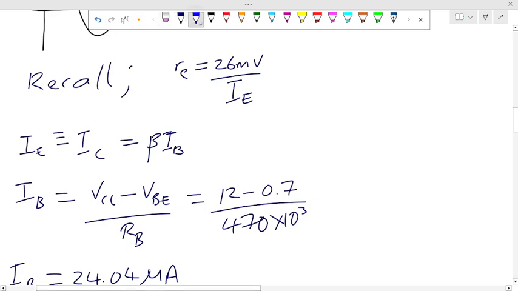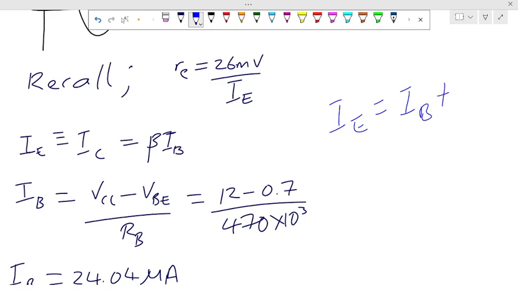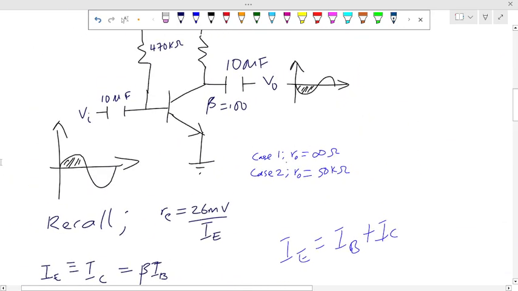IE is a result of IB plus IC. Why? Because this is IE here. The current at your emitter, IE, is a result of the sum of the current from IC and the current from IB. The sum of these currents results in what you have in IE. So that's why you have this expression: IE equals IB plus IC.